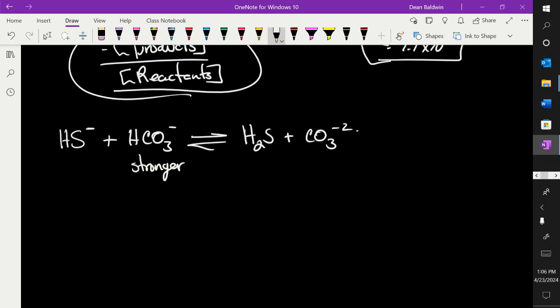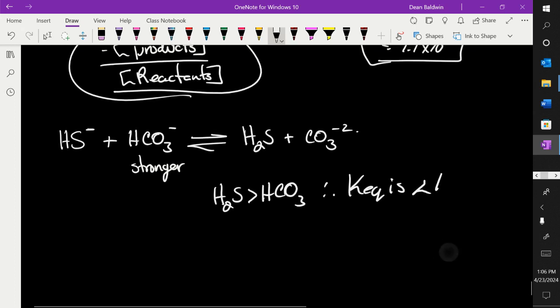I don't know how to explain that other than, does the same thing happen with bases? Like a stronger base will rip a proton. If you have two things that both take a proton, but one's stronger than the other, it'll take the proton first. Okay, so which is the stronger acid between H2S and HCO3? So H2S is stronger than HCO3. Therefore, KEQ is less than what?